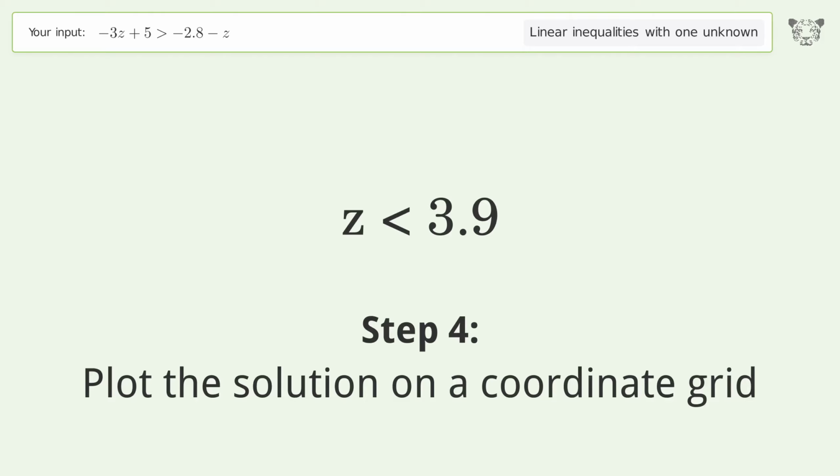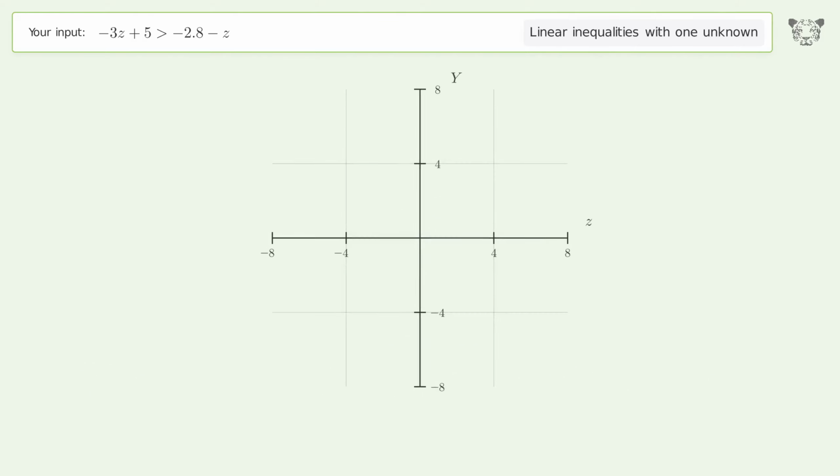Plot the solution on a coordinate grid. And so the final result is z smaller than 3.9.